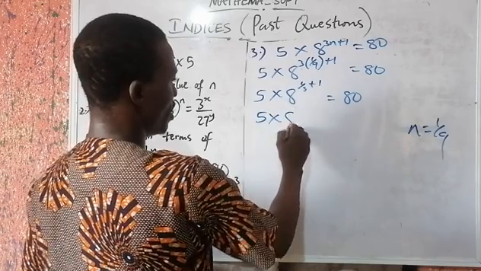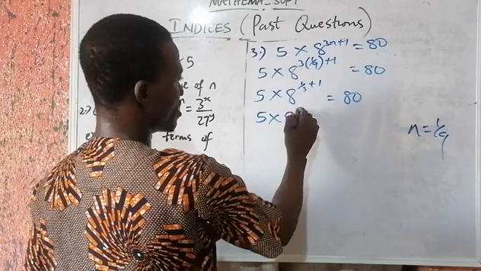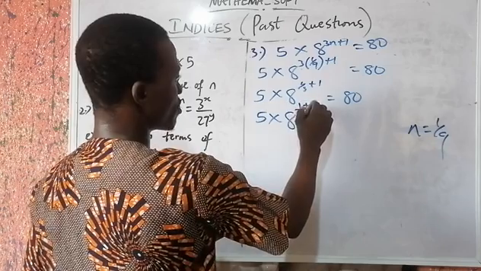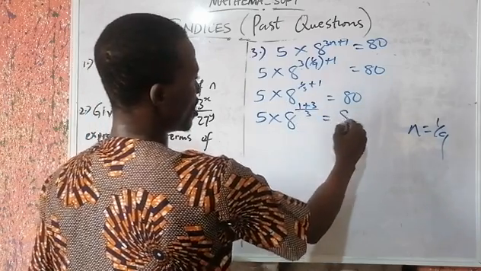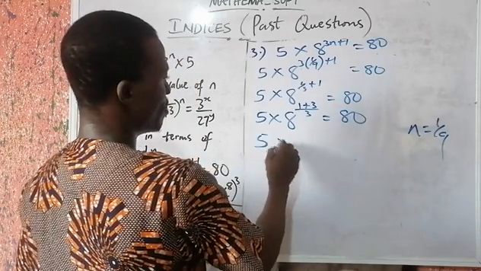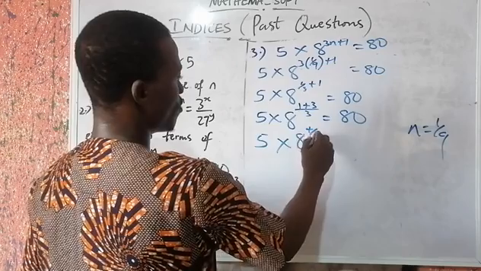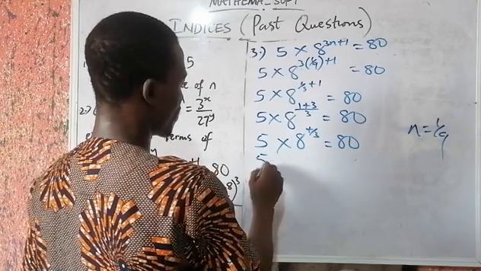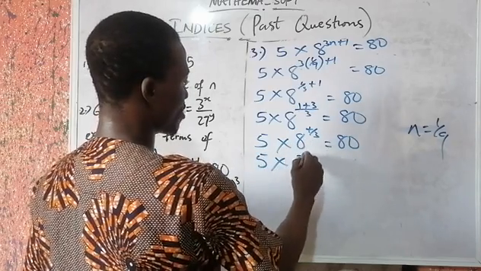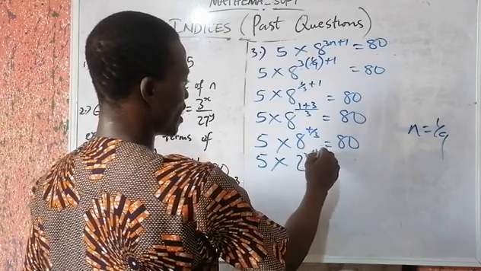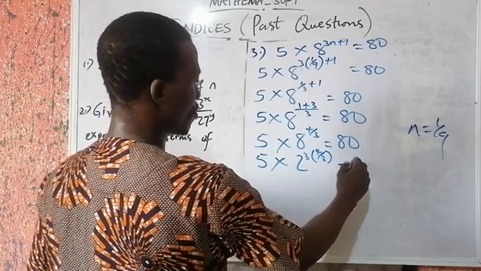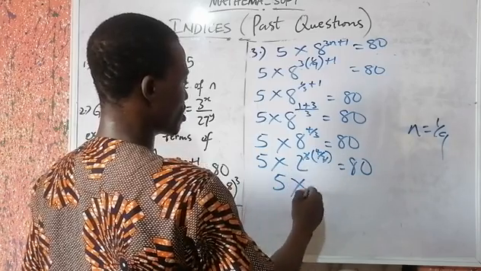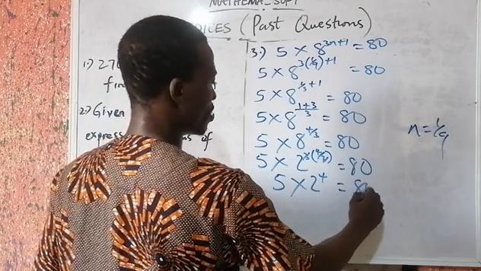Okay, that will be 8. LCM will be 3. That will be 1 plus 3 equals 80. That will be 5 times 8 raised to power 4 over 3 equals 80. And 8 can be written as 2 raised to power 3, with 4 over 3 here. That's 4 over 3 equals 80. And that will be 5 times, the 3 will cancel this 3. 2 raised to power 4 equals 80.